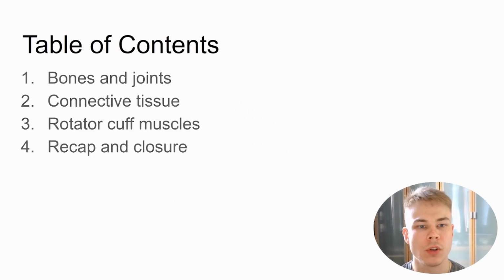Here's our table of contents. We'll look at the bones and joints that form the shoulder. We'll look at connective tissues that help with stability. We'll look at the rotator cuff muscles, and we'll finish with a recap and closure.